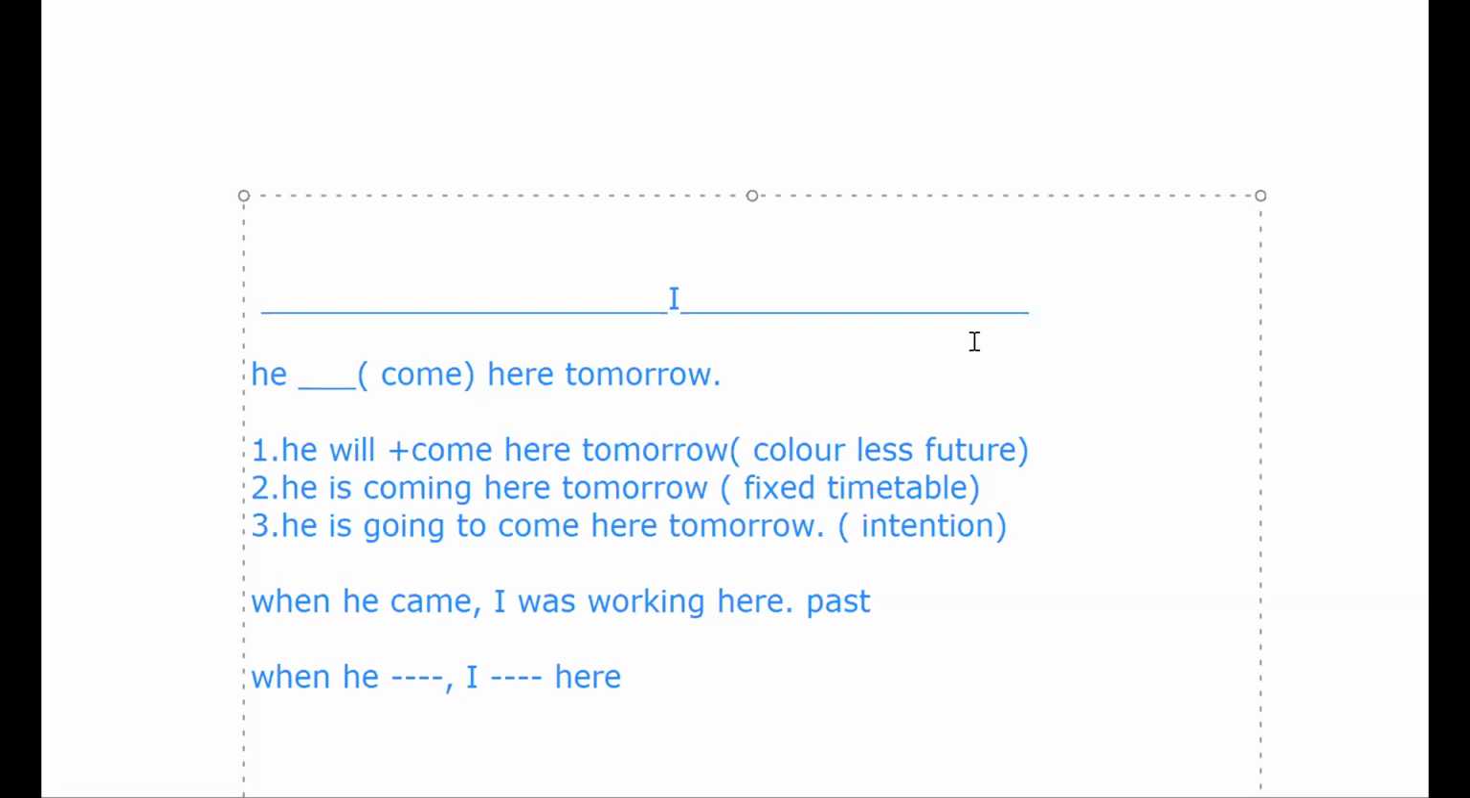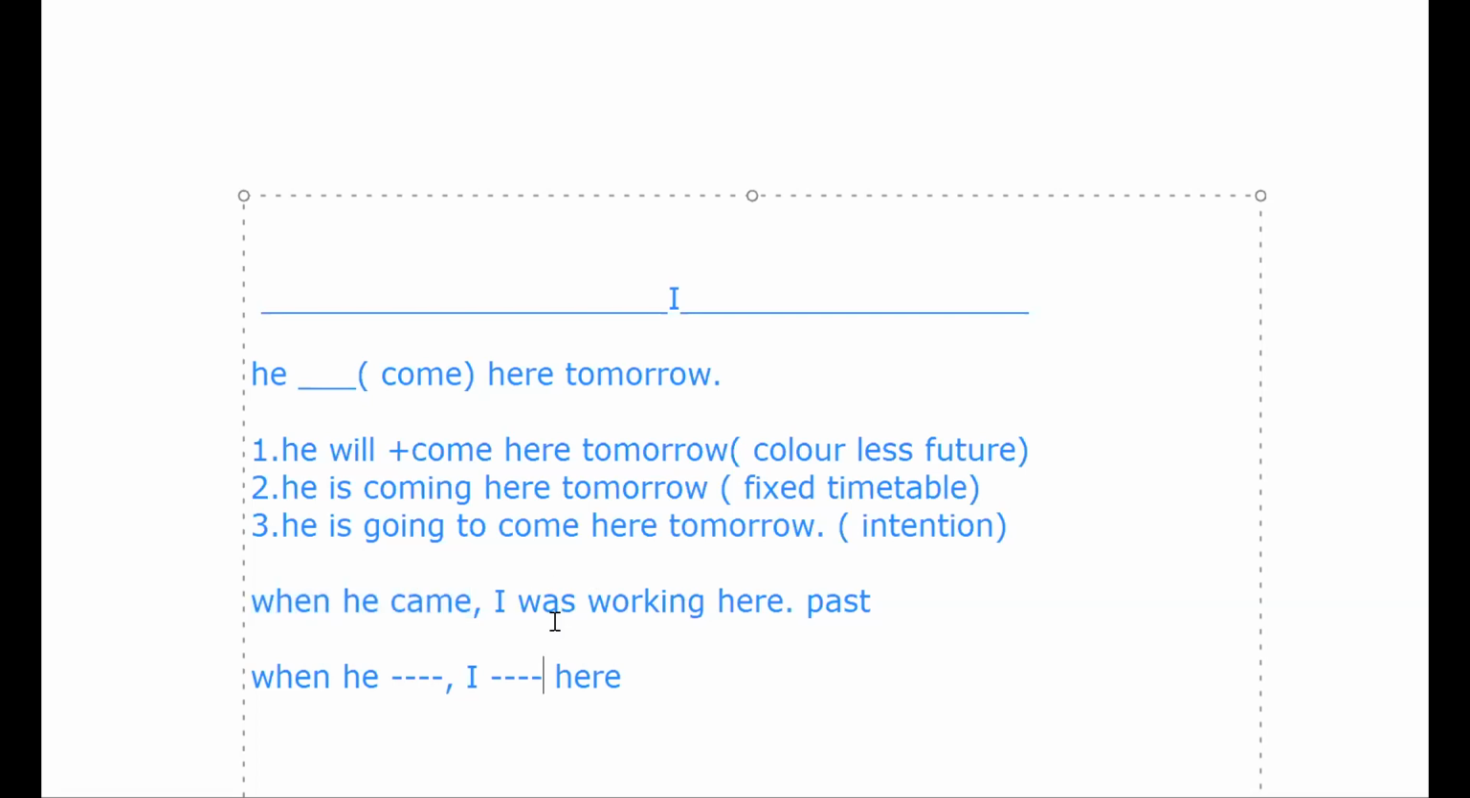Okay, I will give that. I'm not getting an answer from your side. Look at this. Where is the time indicator in this part? "When he came", this is the time indicator, and this is the action. This verb is used to indicate the time. Time is expressed in the form of the verb. And "I was working here" is the action.